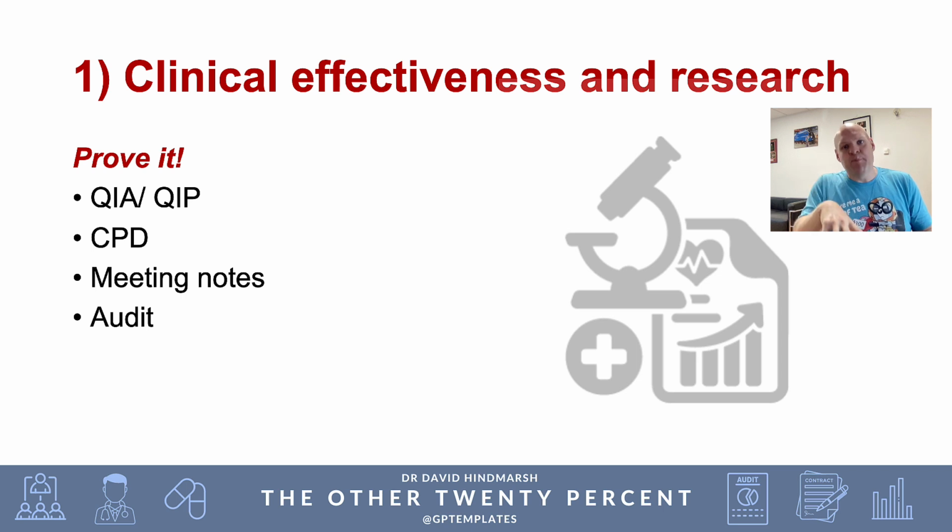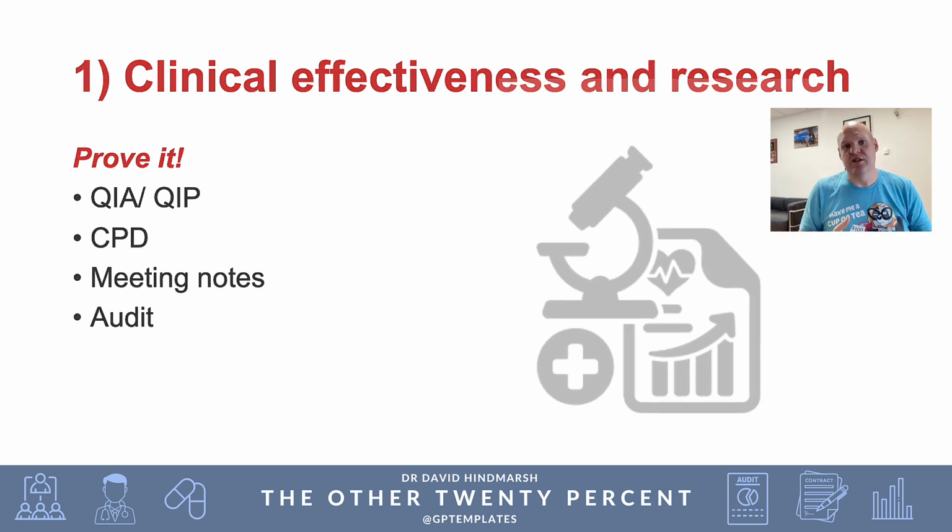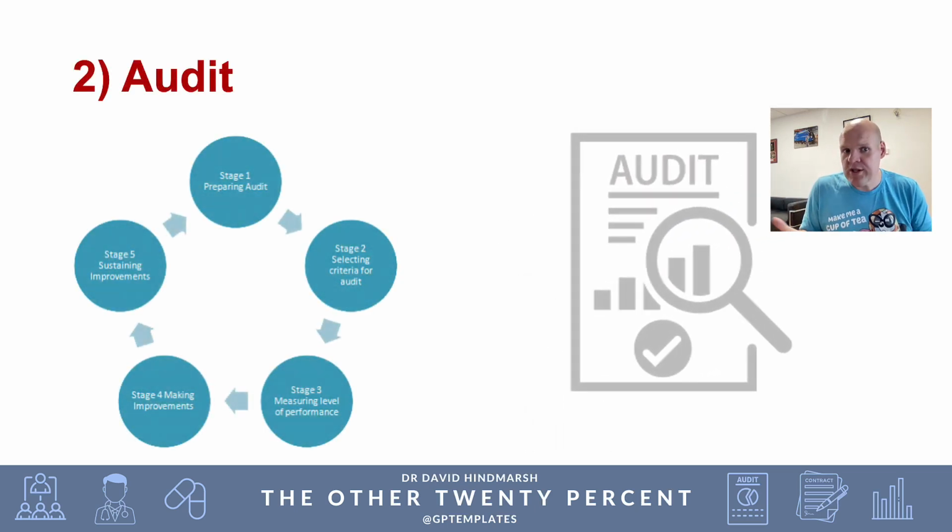This could be simply in practice, something like quality improvement activities or quality improvement projects, regular CPD, both individually and as a practice, meeting notes of these teaching events that you're doing, and any audits that you're doing as well. So, moving on to audits rather nicely.